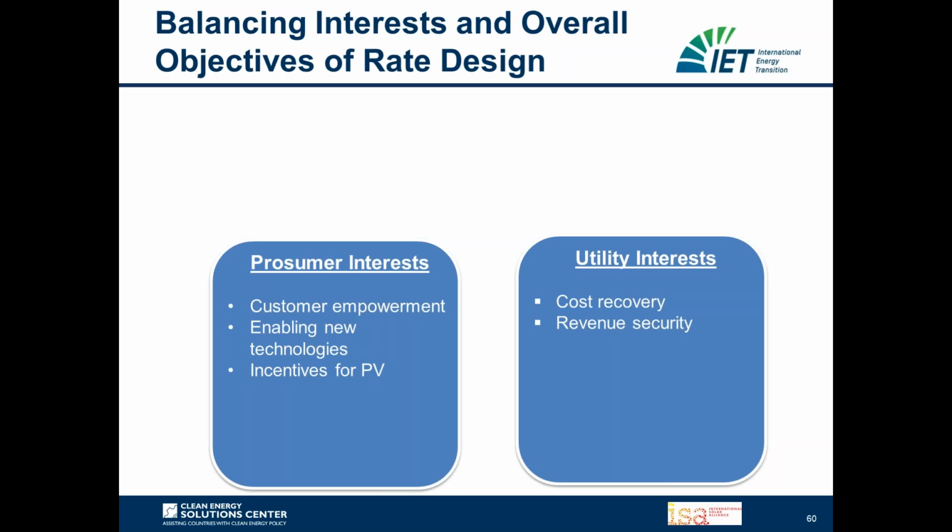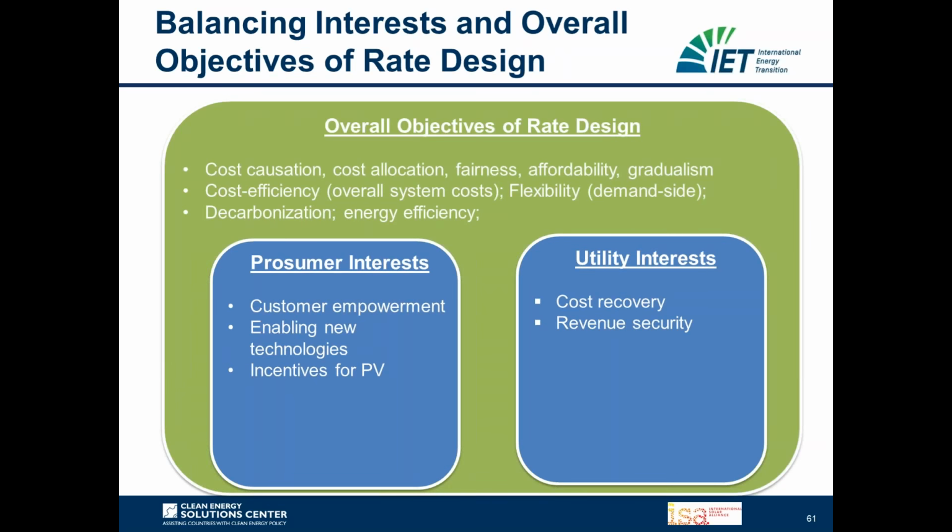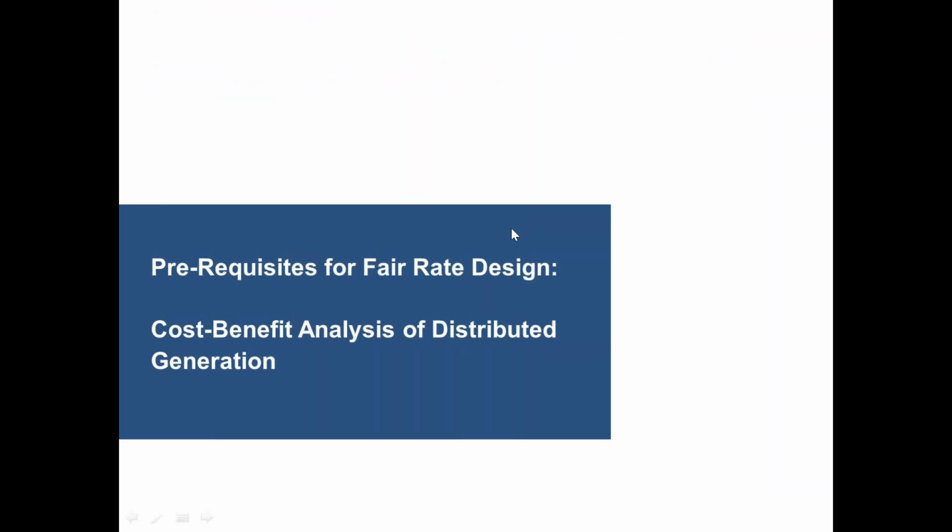And then, of course, you as a policymaker need to say, well, there's also the overarching general interest of the power system and of society altogether, which are related to fairness, to affordability, gradualism, most of all, cost efficiency of the overall system, and then, of course, also the flexibility that you need for a modern power system, decarbonization of the power system, energy efficiency. So balancing these interests is very crucial when you come up with new rate design. And I just wanted to highlight this again with these 3 slides.